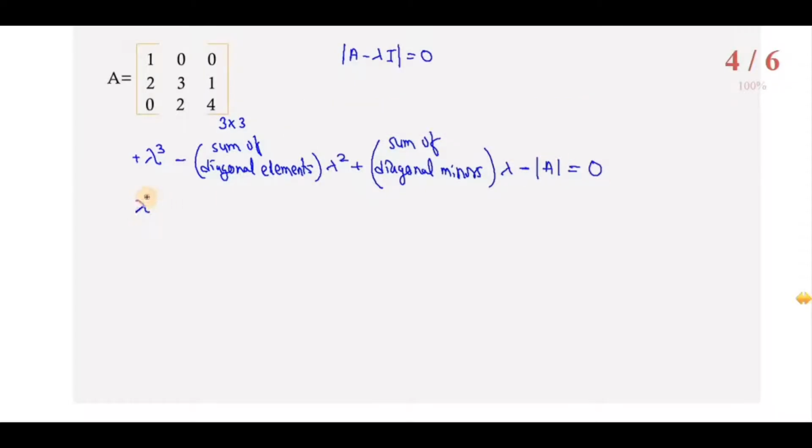Now, lambda cube minus the sum of diagonal elements. These are the diagonal elements 1, 3 and 4. So what is the sum? 4 plus 3 is 7, plus 1, that is 8, lambda square. Plus the sum of diagonal minors, which means for each diagonal element we have to take its minor.